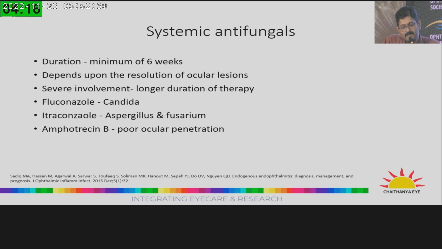Now, the systemic antifungals usually require a minimum duration of 6 weeks of treatment, depending upon the resolution of the ocular lesion. Severe involvement usually requires a longer duration of treatment. Fluconazole has a good activity against Candida. Itraconazole can be used for Aspergillus and Fusarium. Amphotericin B given systemically has a very poor ocular penetration.